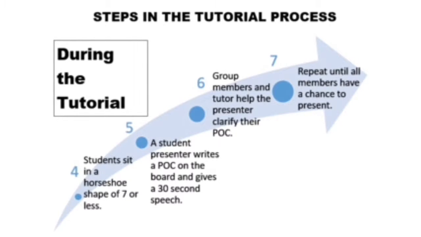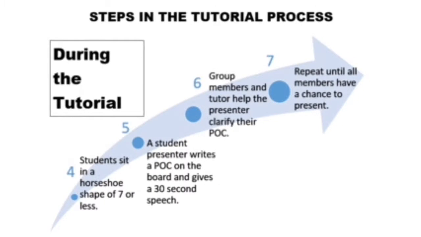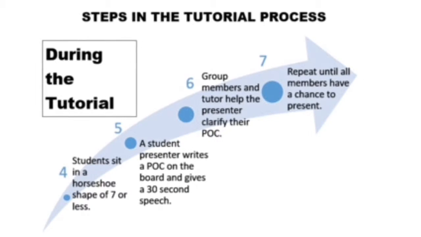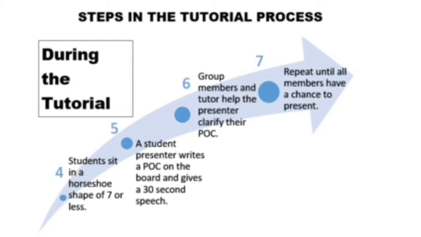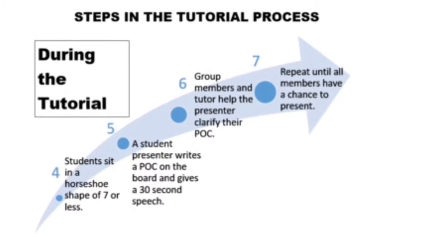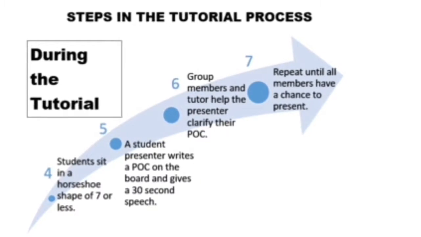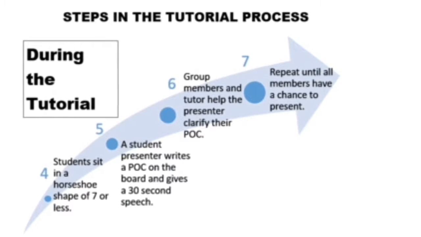The next step is step 4, and you set up your group with your desks around the presenter, typically a 7-to-1 ratio of students. Next, the presenter starts by giving a 30-second speech about their POC and what they need help on. Also, the students around the presenter should have 3-column notes set up in the order of POC, notes, and steps.